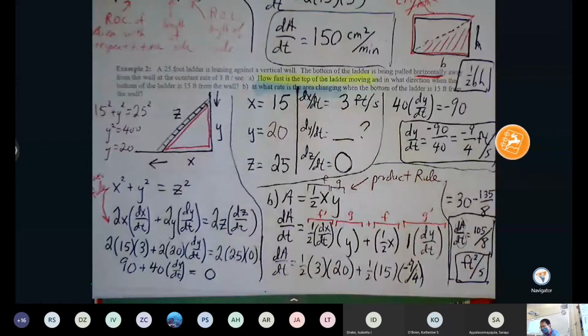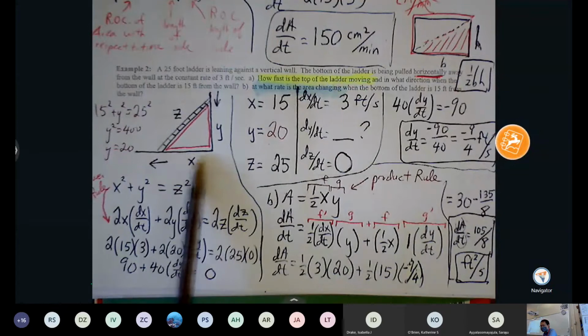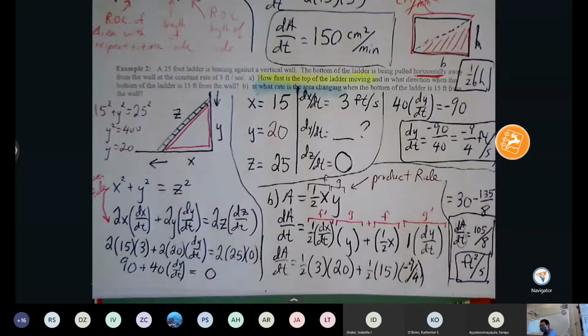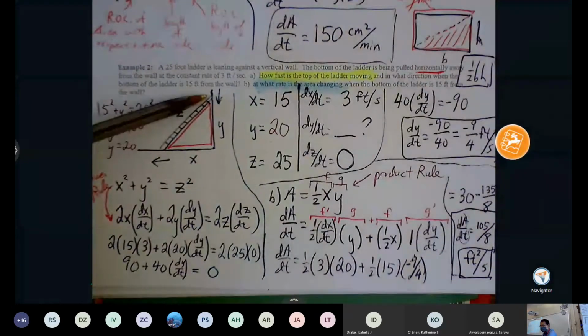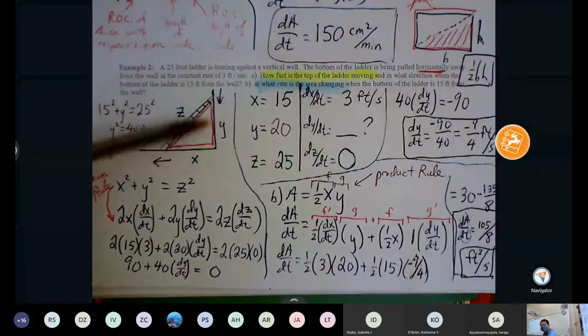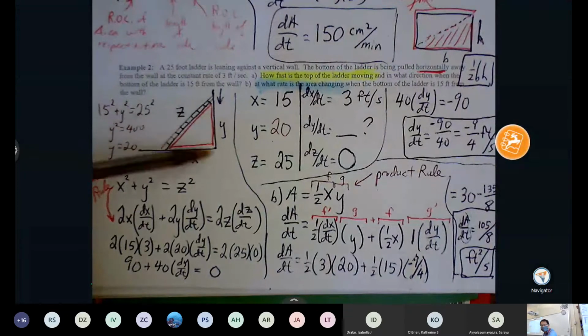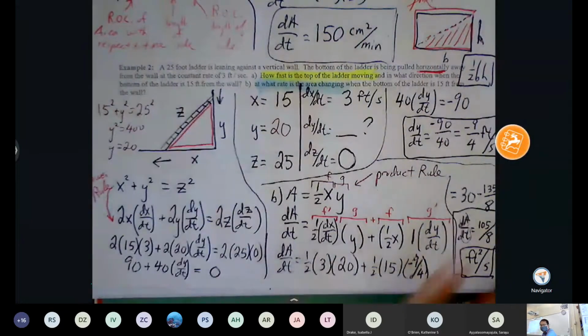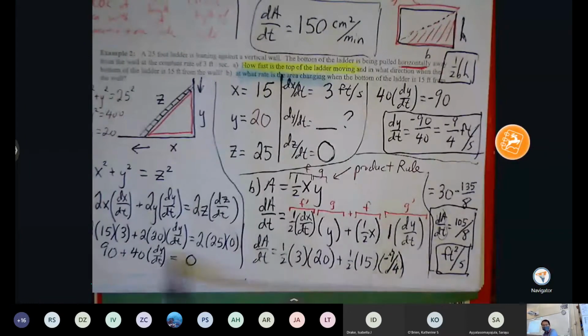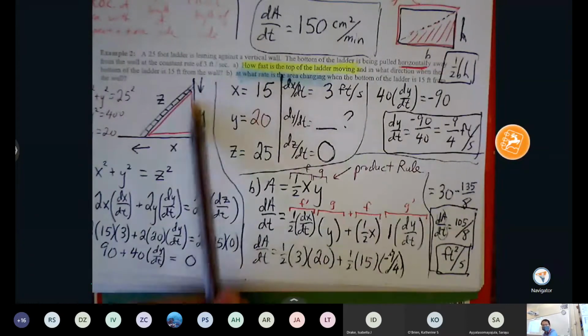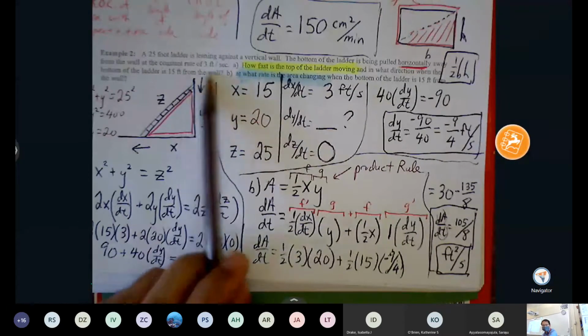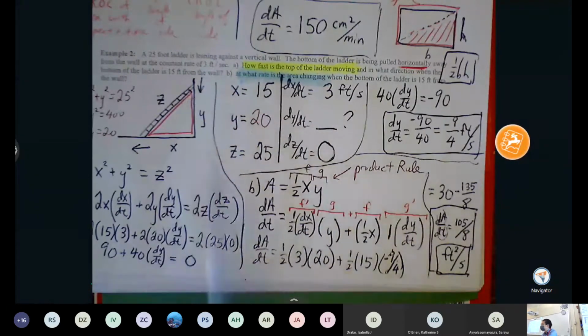Now, if the ladder was being pushed towards the wall, then we expect that length to be decreasing, and then we will make that negative. So you always want to visualize what's happening to your values, and then make your decision for your signs. The ladder is also dropping down, so we expect this length to be decreasing. So when we plugged everything in, our dy dt ended up being negative, and that's consistent with what we know. The negative has nothing to do with it going down, it's because that value is getting smaller.